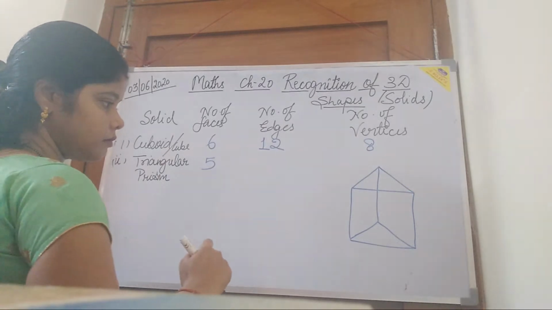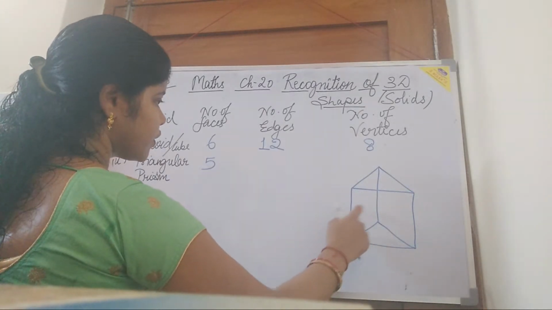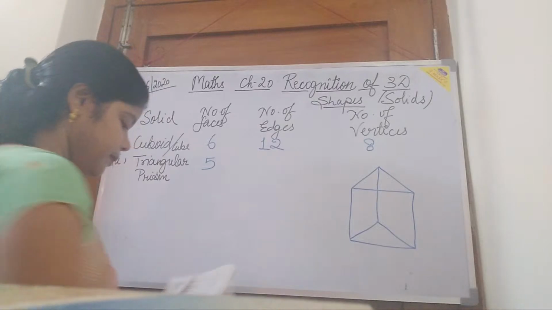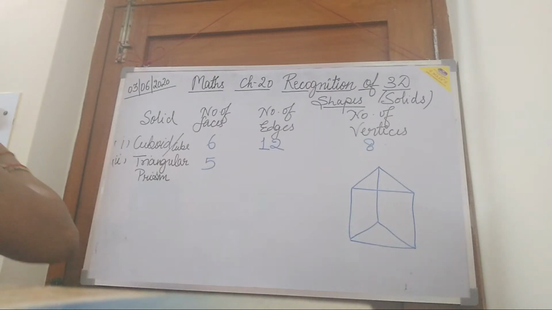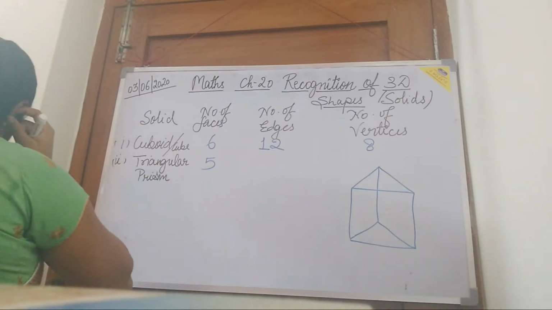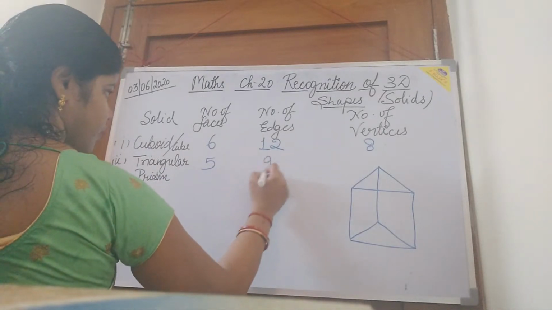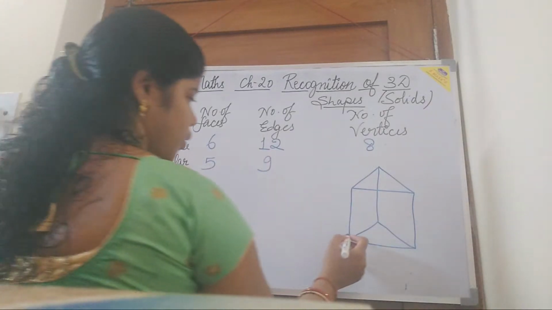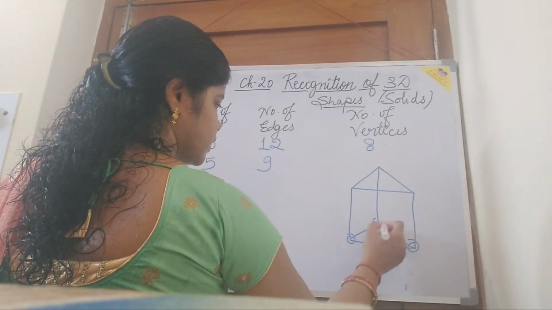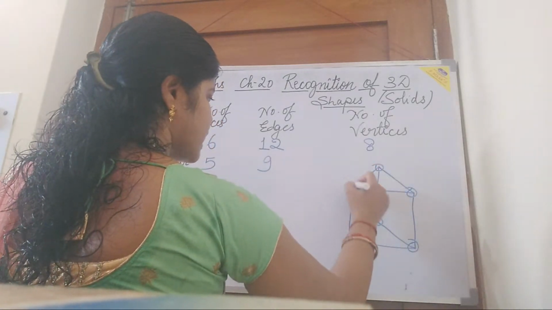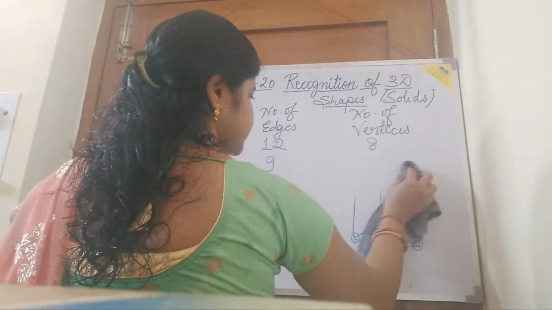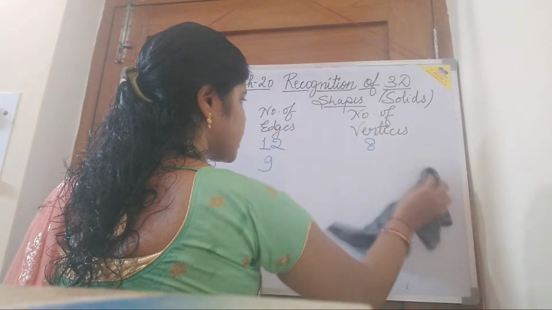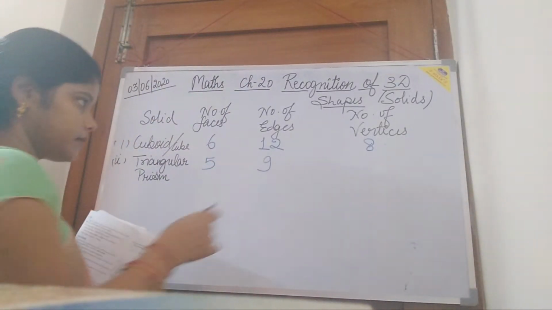Edges: 1, 2, 3, 4, 5, 6, 7, 8, 9. So how many edges? 9. And how many vertices? 1, 2, 3, 4, 5 and 6. So vertices are 6. In triangular prism, vertices are 6.